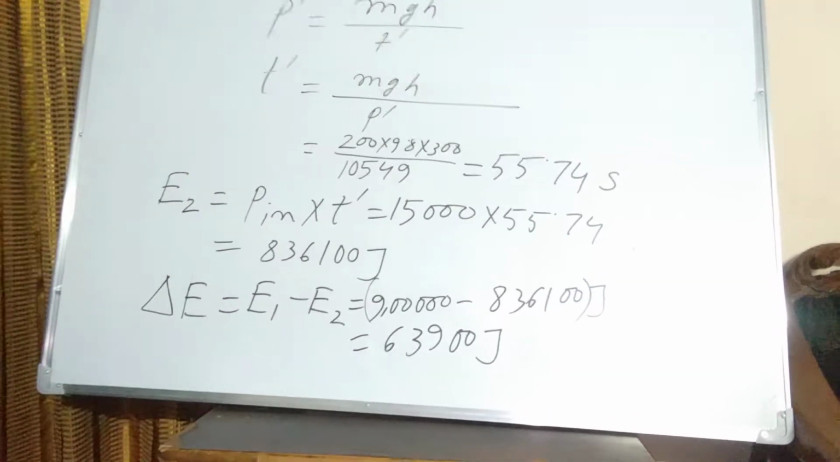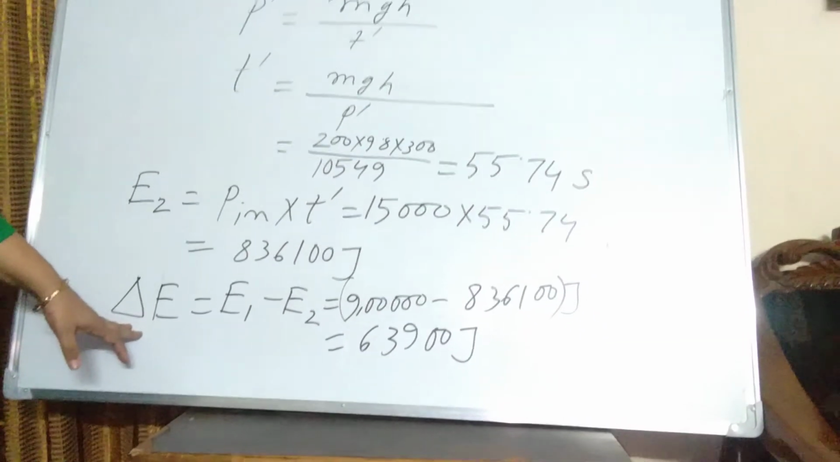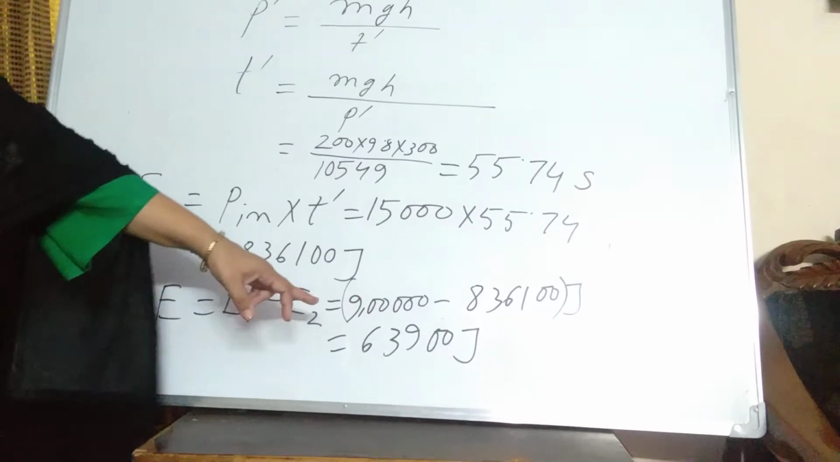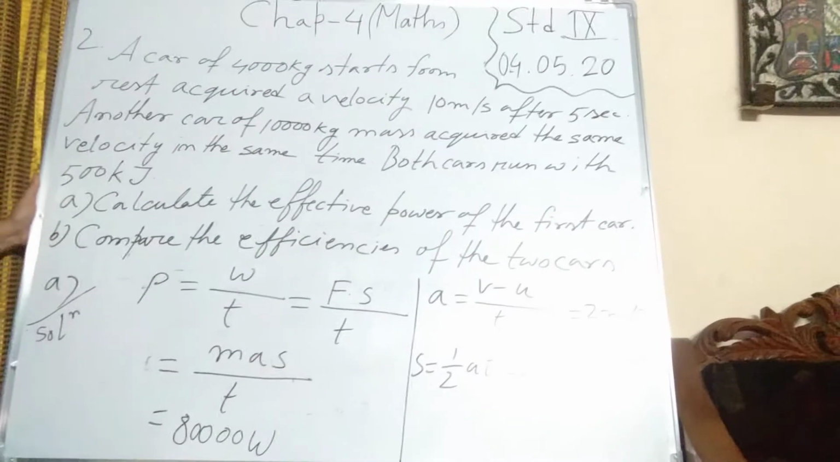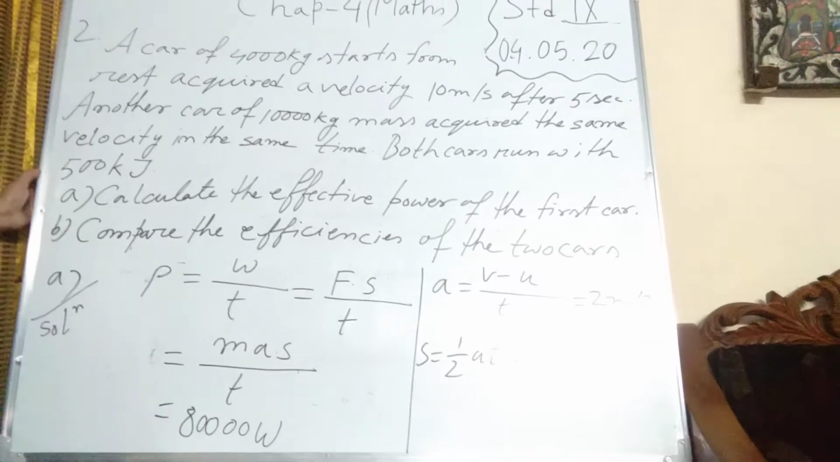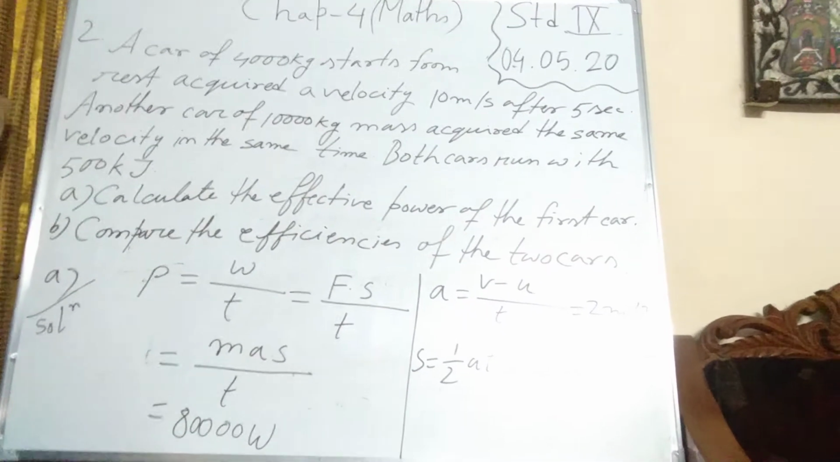Okay, so by subtracting this, I got the change in the energy spent equal to 63,900 joule. Dear students, I think one numerical question you have understood. Now I will show you the second numerical.